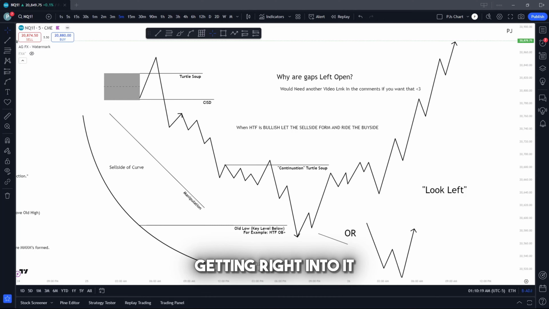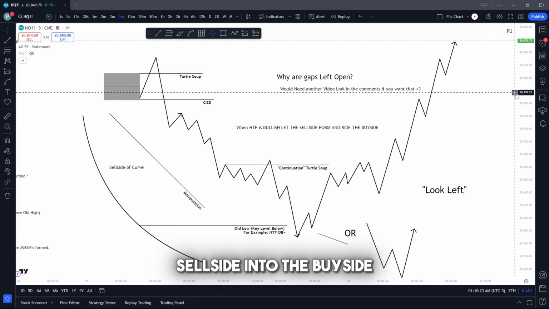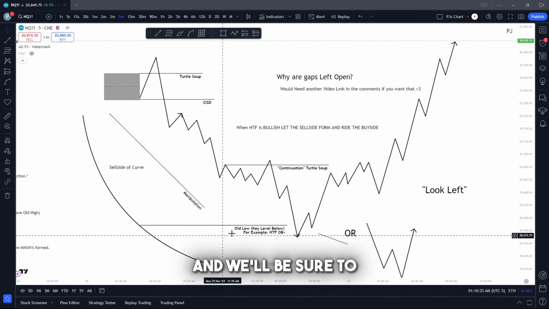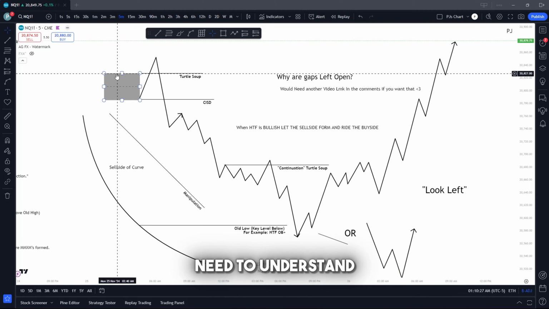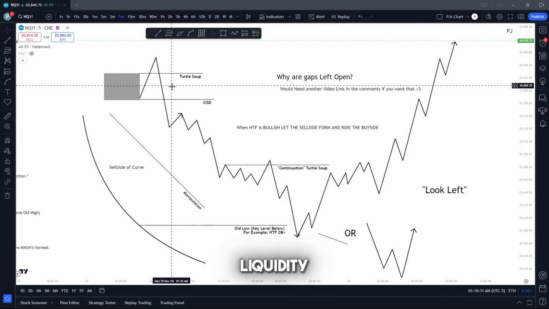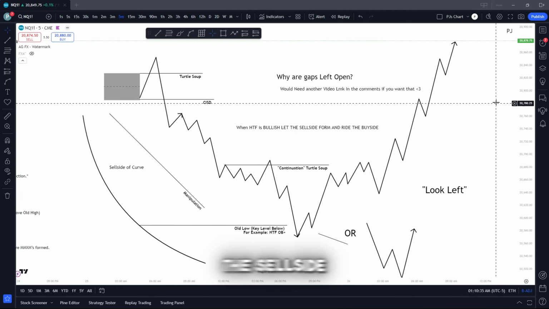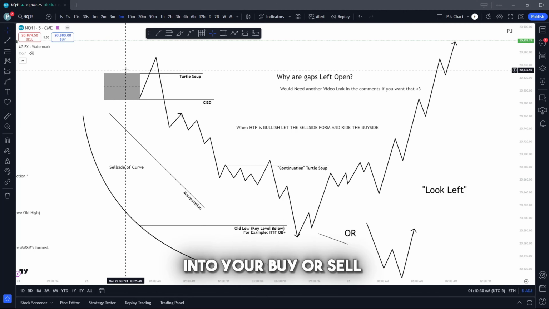Getting right into it, we see our framework for the sell side into the buy side of our curve, and we'll be sure to cover all of this, but we need to understand the concept of the run on the buy side or sell side of liquidity, which is our turtle soup, to be able to start the sell side or the buy side of the curve into your buy or sell model.